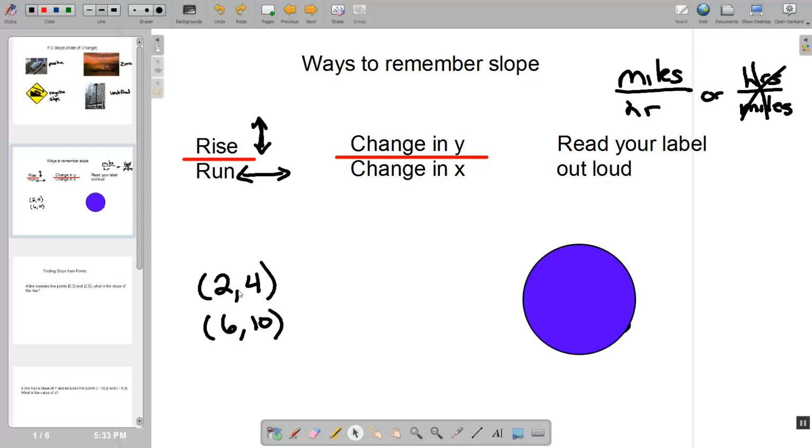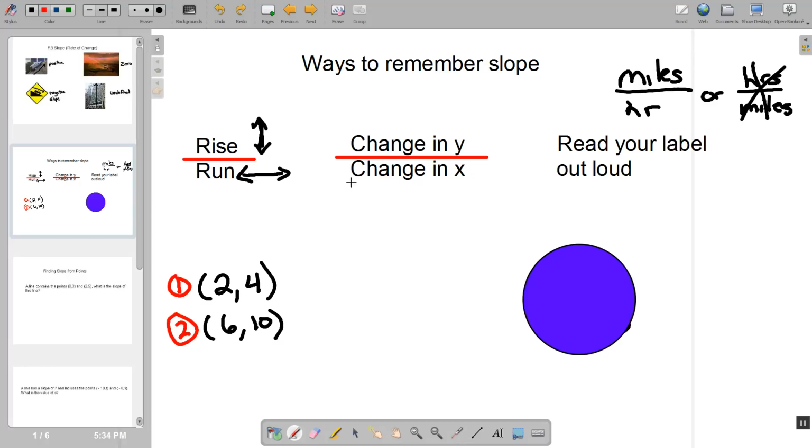So if I have 2 points, (2, 4) and (6, 10), and it wants to know what is the slope between these 2 points. The way you solve that problem is you pick a point 1 and you pick a point 2. And whatever point you pick for 1, you always go that direction, from 1 to 2 or from 2 to 1. You never want to switch, and I'll show you what that means.